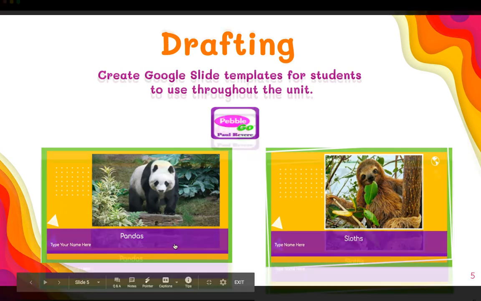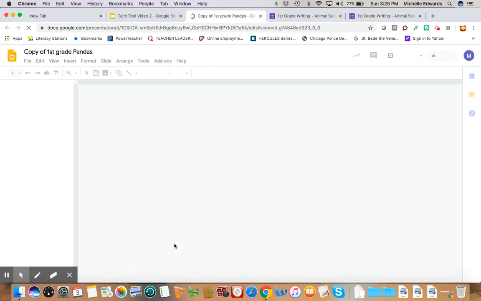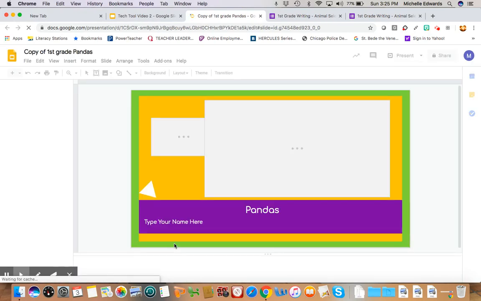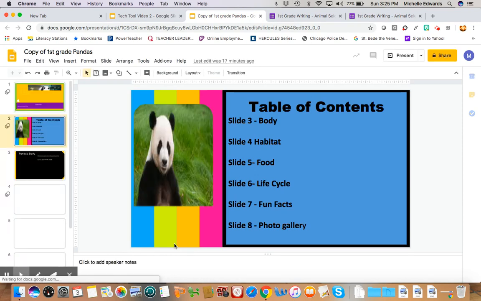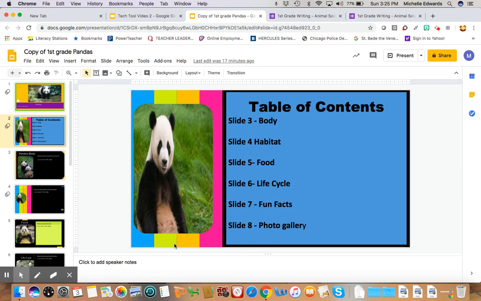As we look at the panda here, you can see that the structure is the same for all the animals that students were able to choose. Our first slide here is the table of contents. So just as they were writing a booklet in the classroom, this is setting up the structure the same.